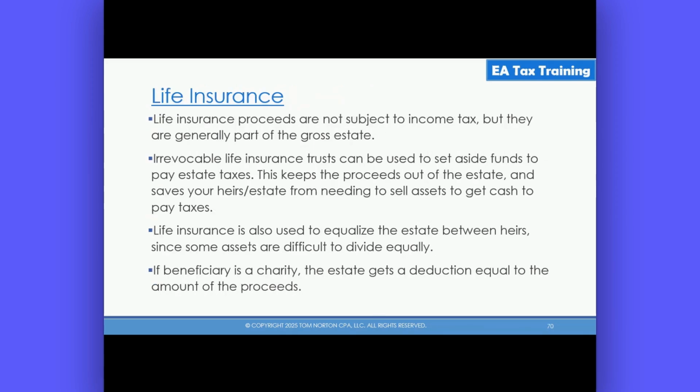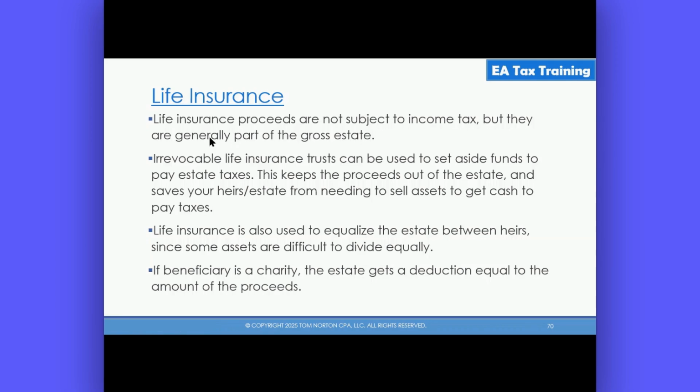Life insurance. Life insurance can be used for estate planning. So first of all, as you'll recall, life insurance proceeds themselves are not subject to income tax. So someone dies, you receive life insurance proceeds, no income tax on that. However, they are considered part of the gross estate.